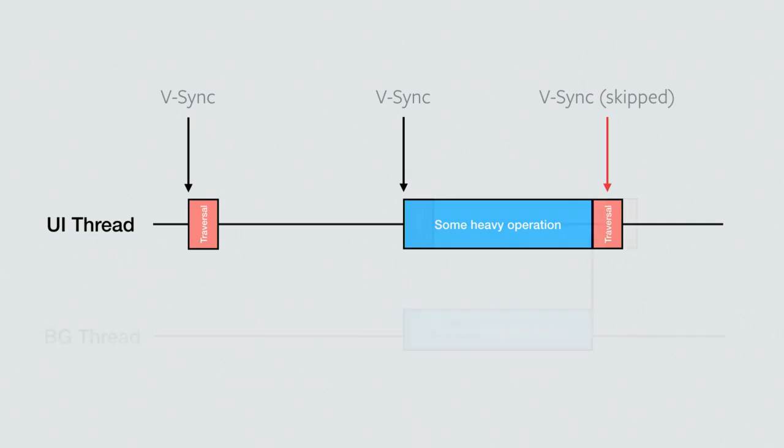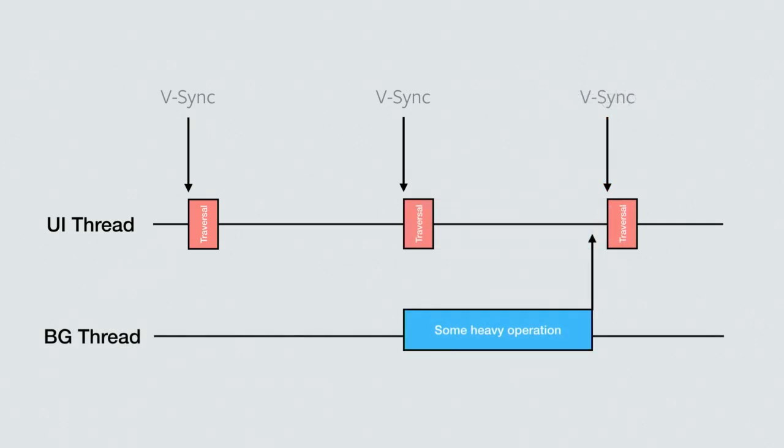So one of the primary ways that we try to fix this is if we have a big contiguous block of work, we move it to a background thread and then have it communicate back to the UI thread when it's finished. And this allows the UI thread to be free to keep drawing frames.